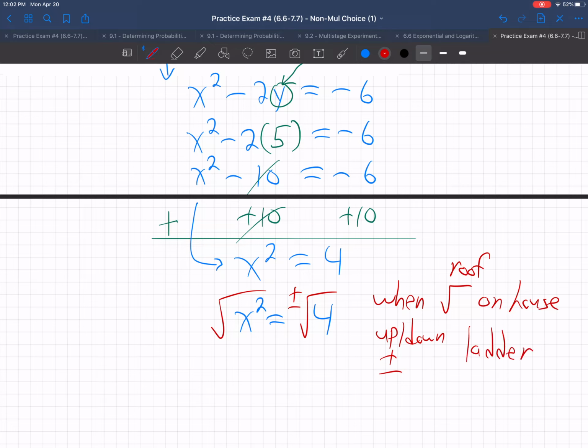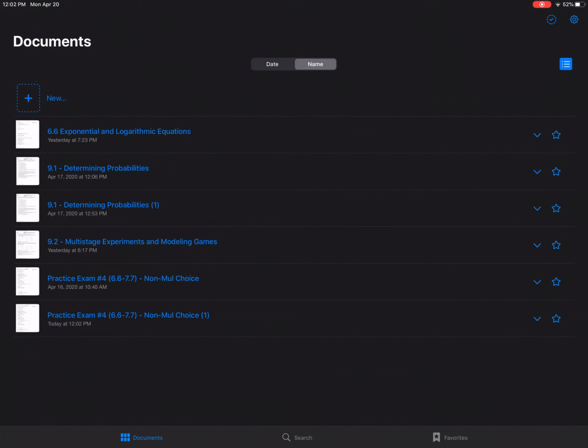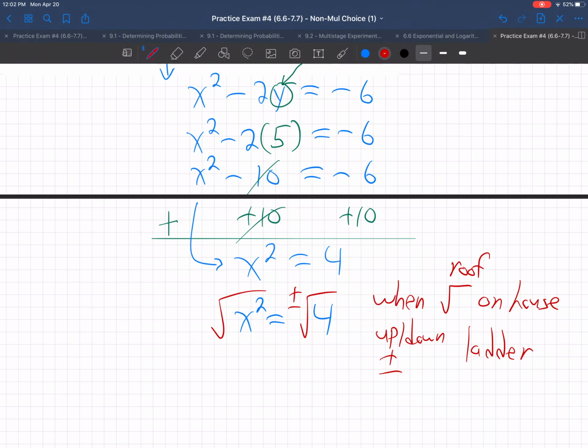So if that helps you, when you put a root on both sides of the equation, you got to go up and down the ladder. Sorry about that. I bumped the wrong button. When you put a roof on the house, you've got to go up and down the ladder. So you got to put plus or minus. When you put a root on both sides, you got to go plus or minus. All right, you got it. I'll quit beating the drum here.